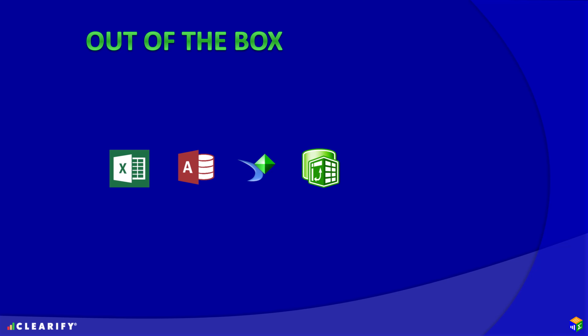Out of the box, we have over 200 examples for a variety of applications, including Excel with our Excel add-in, Microsoft Access, SAP Crystal Reports, Excel Power Pivot, Tableau, and of course Power BI. Both Excel Power Pivot and Power BI have an additional 5,700 DAX measures included in our offering.